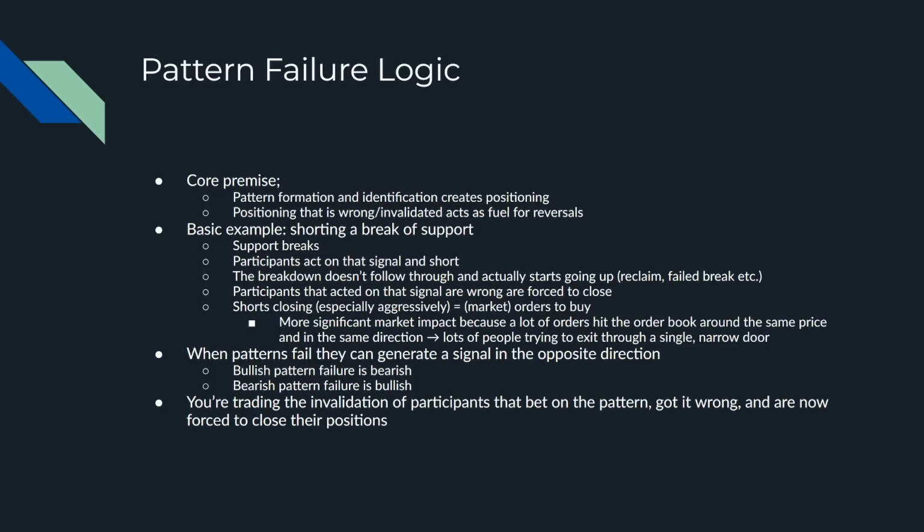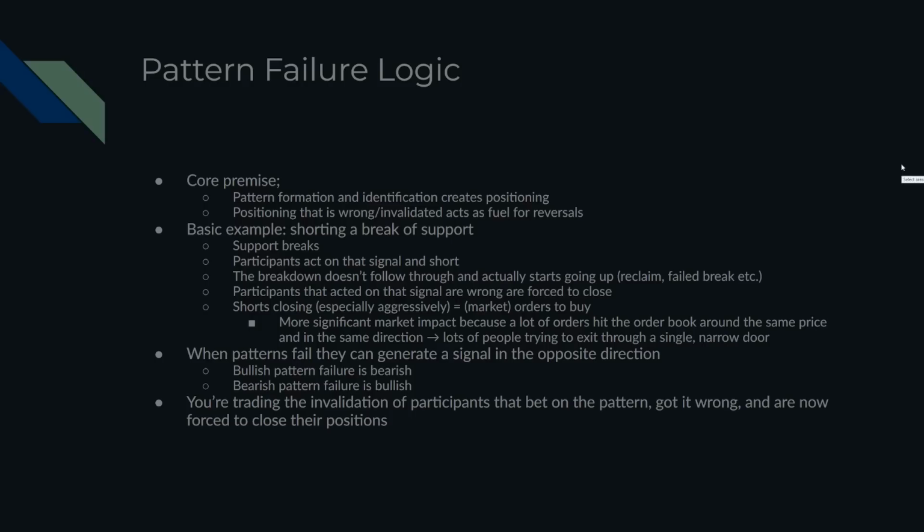So the core premise of pattern failure is twofold. The first, going back to the previous slide, is that pattern formation and identification creates positioning. Traders will see some of the stuff we discussed and take positions based on those features. Now, crucially, positioning that is wrong or invalidated will typically act as a fuel for reversal. So a trader sees a pattern, a trader acts on a pattern. If that trader is wrong, they will be forced to close, and it's that shift in the market where they've established a position, they realize they're wrong, and they're forced to close their trades. That failure of the setup to materialize is where pattern failure becomes so helpful.